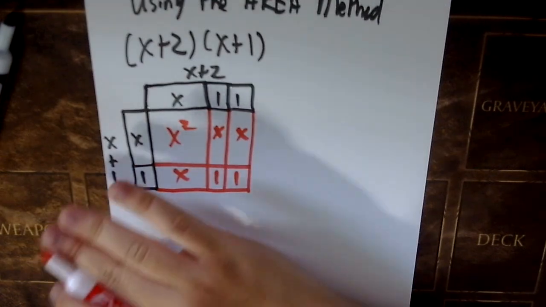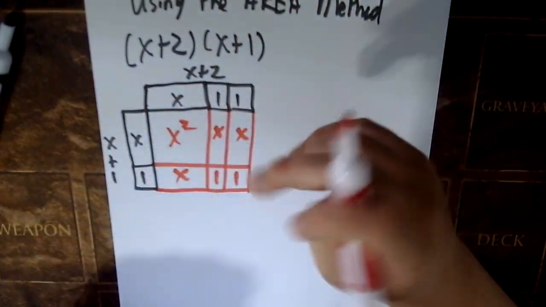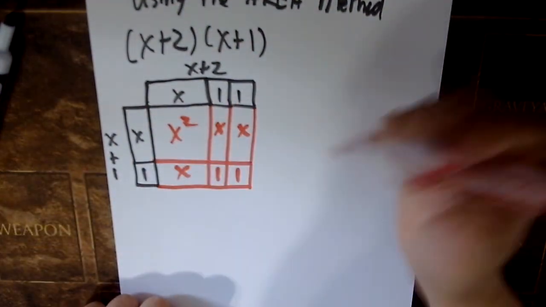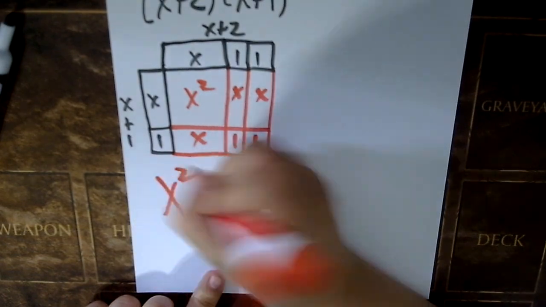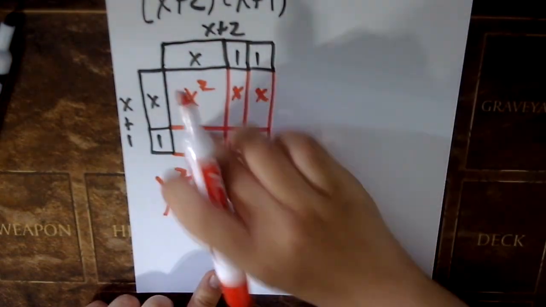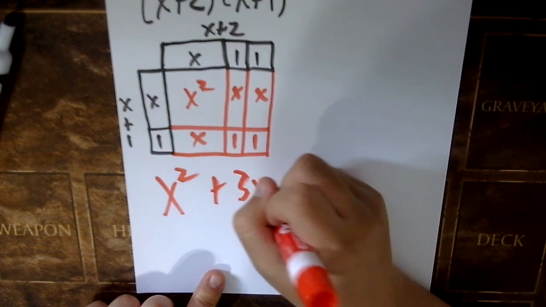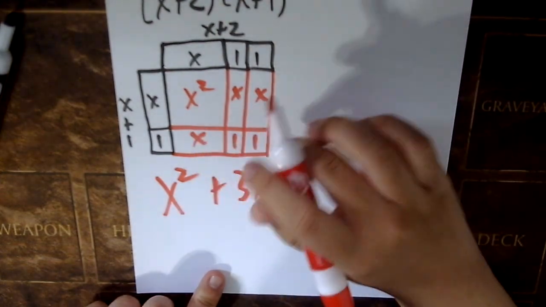And so now we just count all of these up, all the red ones. And so let's start counting. How many x squares do we have? We have 1. That'll be x squared. How many x's do we have? 1, 2, 3. And how many 1s do we have? 1, 2. Okay.